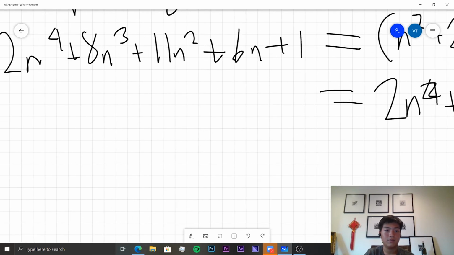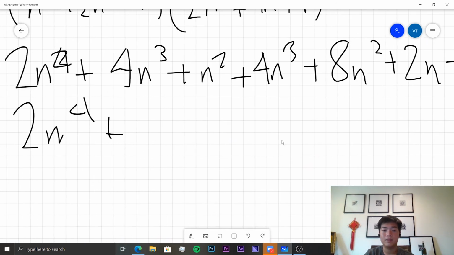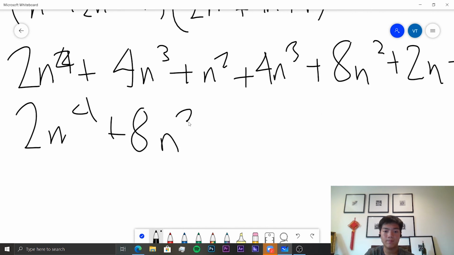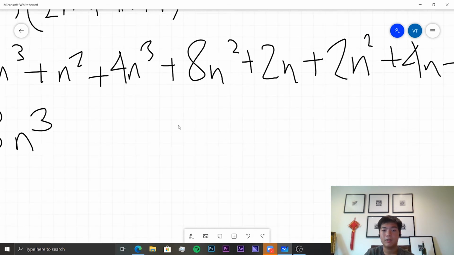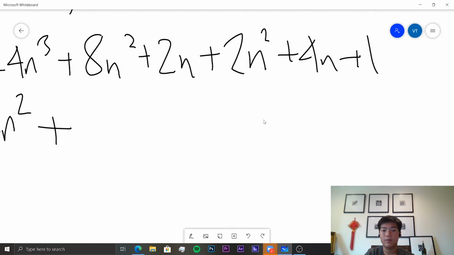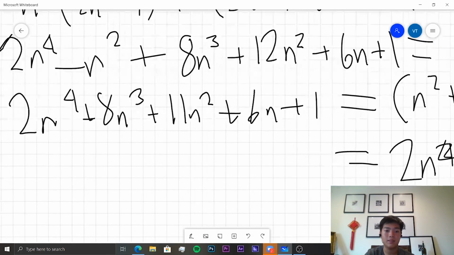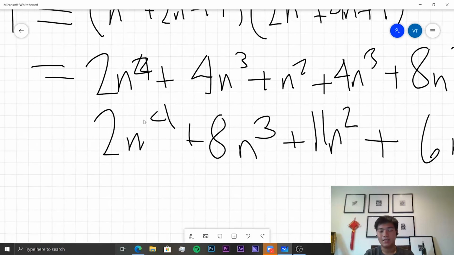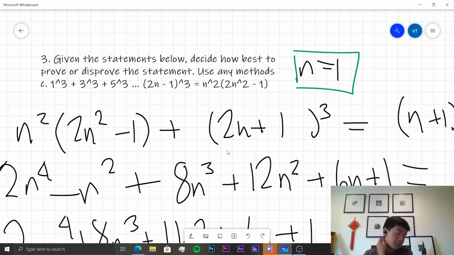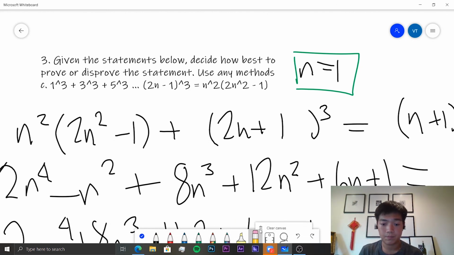So we have 2n to the 4 plus, what is this? 4n cubed plus 4n cubed, so plus 8n cubed. And then n squared plus 8n squared, so it's 9n squared, plus 2n squared, 11n squared. Plus 2n plus 4n, so that's 6n plus 1. And I think that's what we need to prove that it equals. And so we have proved that the two sides, left and right, both equal. So we've proved the basic step and we've proved the inductive step. So through mathematical induction, we've proved that the statement is true.